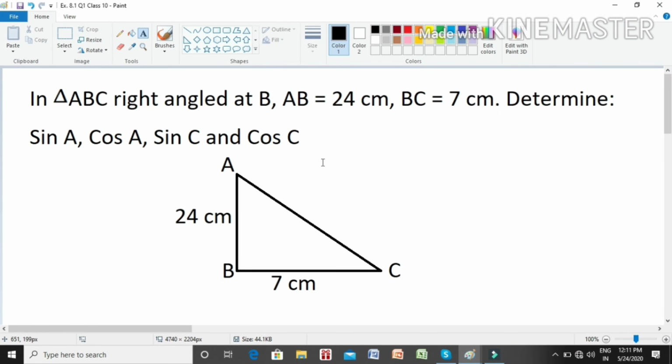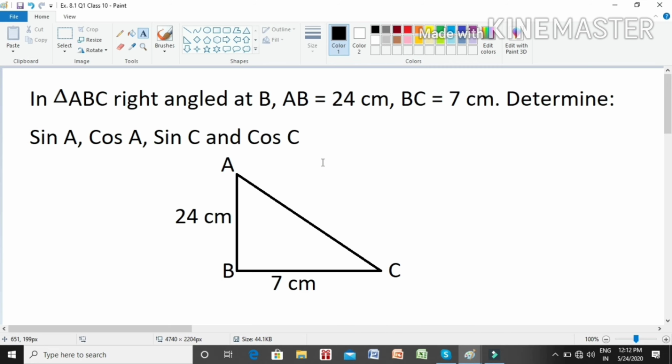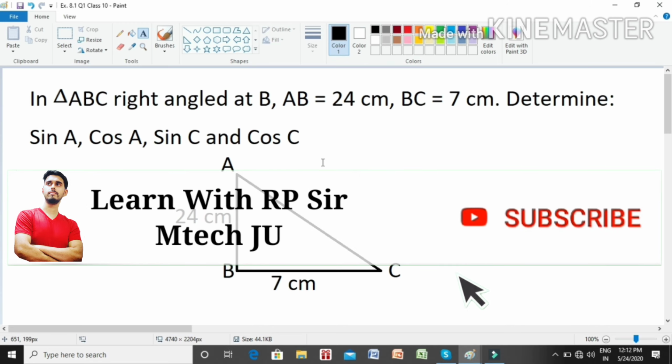So this video is based on chapter number 8, Trigonometry of your class 10th CBSE mathematics curriculum, and we are going to discuss exercise 8.1, question number 1 and question number 2. This video we will have two questions. Again, in the following videos we will simultaneously do all the questions based on the different applications and exercises in your textbook, that is NCERT book.